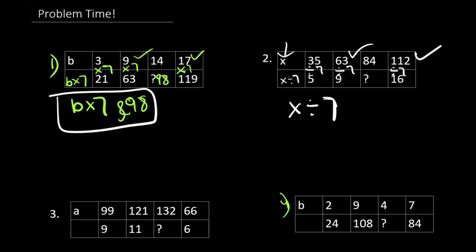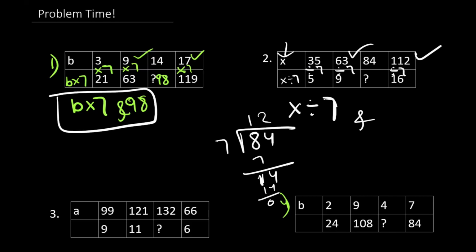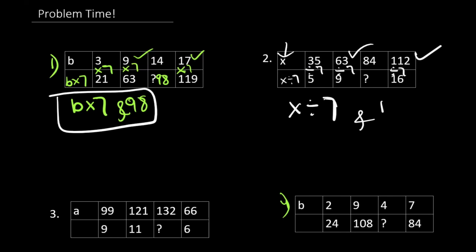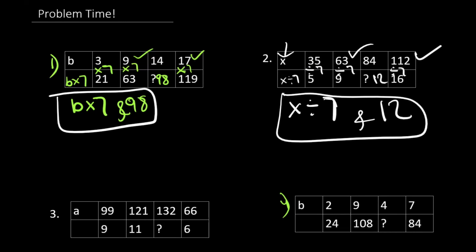Alright? So now let's find this question mark. We need to do 84 divided by 7. Let's do it. 7 goes into 8 once, and then you drop down the 1, and then 4. 14, so 7 goes into 14 twice with no remainder. That means our answer is 12. So 12 times 7 is 84. And let me write it over here too.